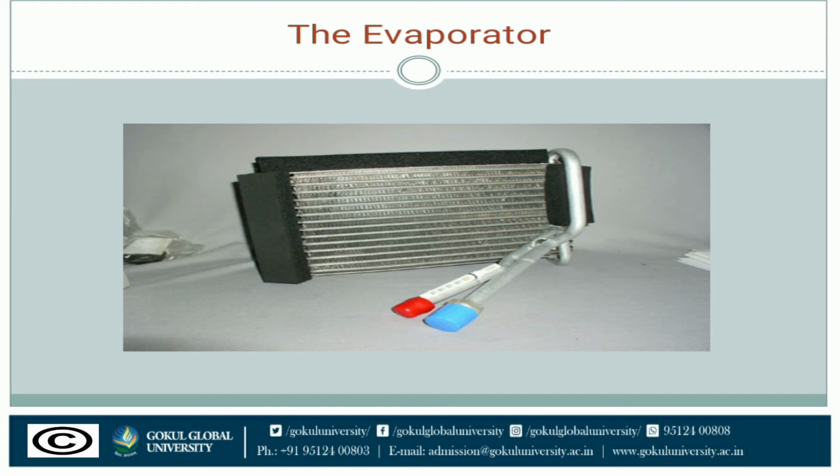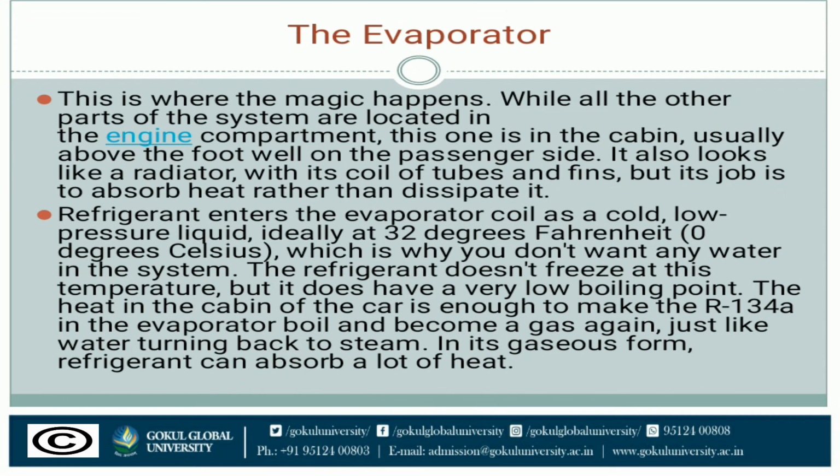This evaporator is contained in the dashboard of the vehicle, and the other parts, compressor, condenser, receiver dryer, and expansion valve, are in the bonnet or under the hood. So this evaporator is actually the part of the AC system. So let's see how it works.